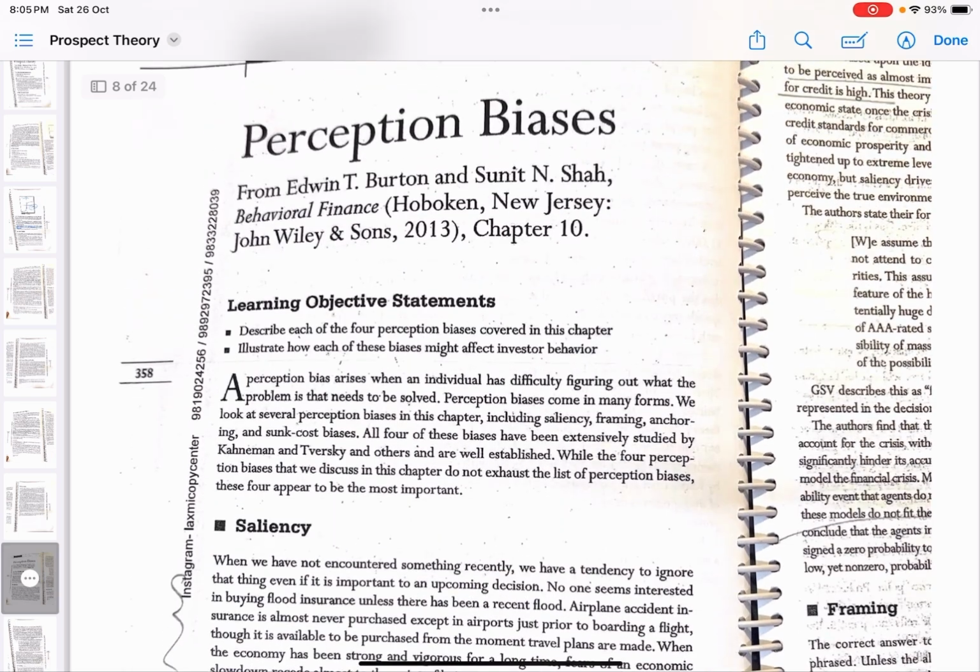So again, perception biases is another concept inside of behavioral finance only. The first chapter which we saw was prospect theory and now we are starting with perception biases. We are going to see each of the four perception biases given in this chapter, and how these biases can affect the behavior of investors or traders.